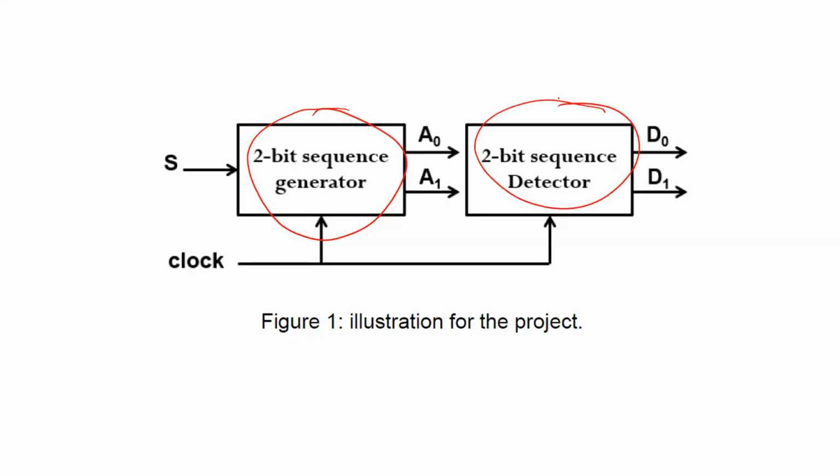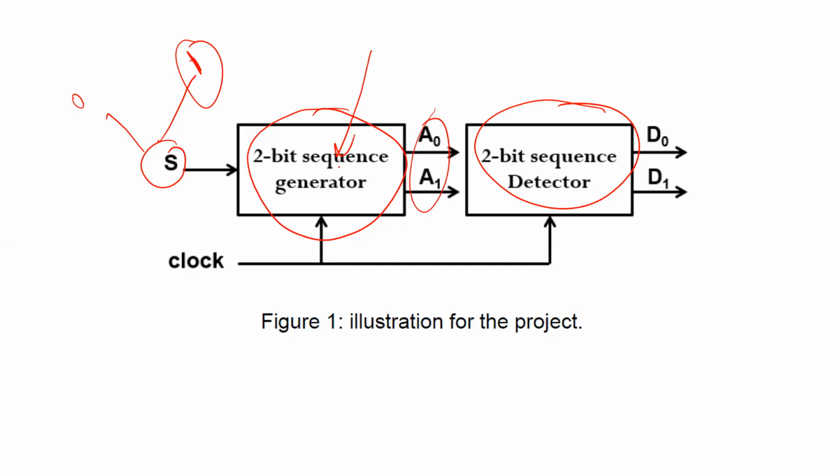The second part is a 2-bit sequence detector. The main idea is that here we have one input, we call it S. S can be 0 or 1. If it is 0, you are going to generate sequence number 0. If it is 1, this circuit is going to generate sequence number 1. As you see here, this sequence is 2-bit. It's not 1-bit, it's 2-bit. That means every clock you output two bits.